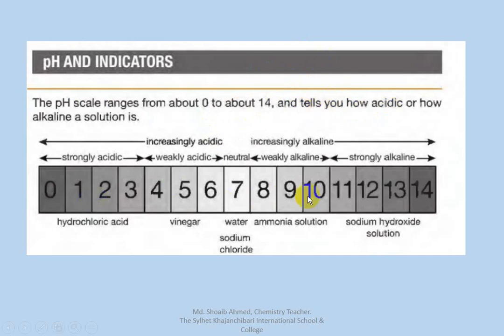Okay, 0 to 14. So increasingly acidic going down, like 7, 6, 5, 4, 3. This is strongly acidic. This is 4 to 6, weakly acidic. 7 is neutral, and 8, 9, 10 is increasingly alkaline, weakly alkaline. 11, 12, 13, 14 is strongly alkaline. Look at hydrochloric acid, a strong acid. Vinegar is weakly acidic. Water and sodium chloride are neutral. Ammonia solution is weakly alkaline. Sodium hydroxide solution is strongly alkaline.